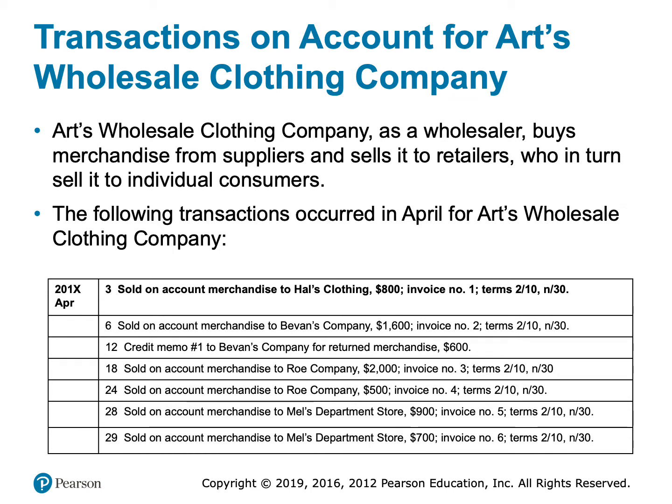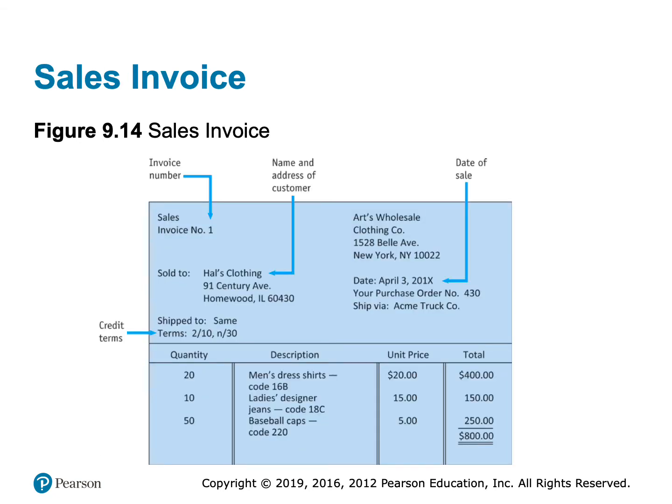But notice that all of these are to different companies. And so I don't want to just know what is accounts receivable in total. I want to know how much Hal owes me versus how much Bevan owes me versus how much Roe owes me versus how much Mel owes me. So this is where I'm going to keep what we call a subsidiary ledger.